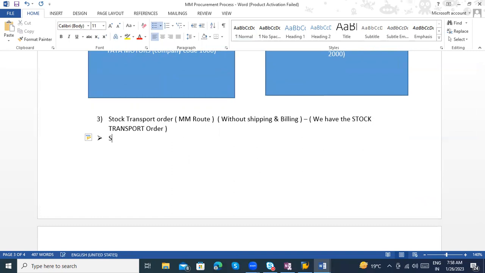So here, what will happen? The STO, stock transport order, is created. I can simply say the PO, the purchase order, is created, and where is it created? In the receiving plant. And the goods issue, where does it happen? It is at the supply plant, and the goods are shipped to the receiving plant.